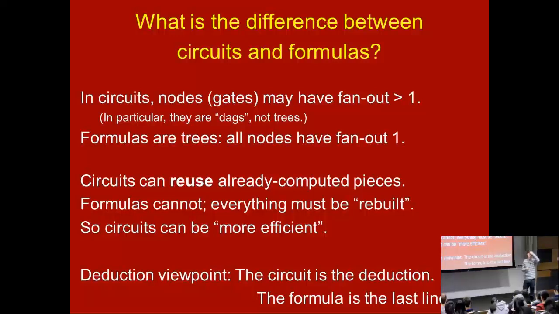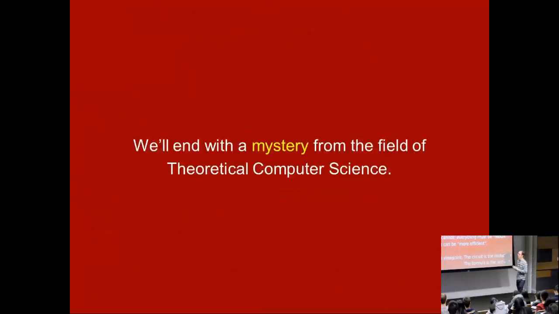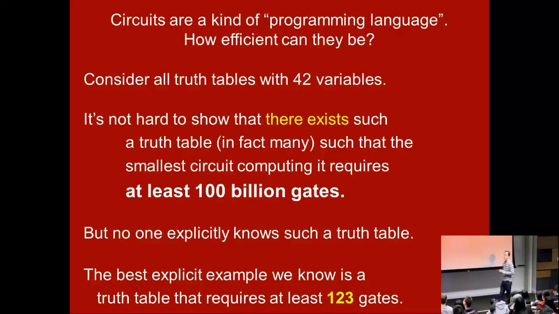Okay, let me say one more thing. I have one last slide about circuits. It illustrates an important mystery of theoretical computer science, similar to the P versus NP problem and related to some things that Anil talked about. So circuits are a way to compute things. They're sort of like a programming language, especially if you think about them in the deduction format. You might ask how efficient they can be.